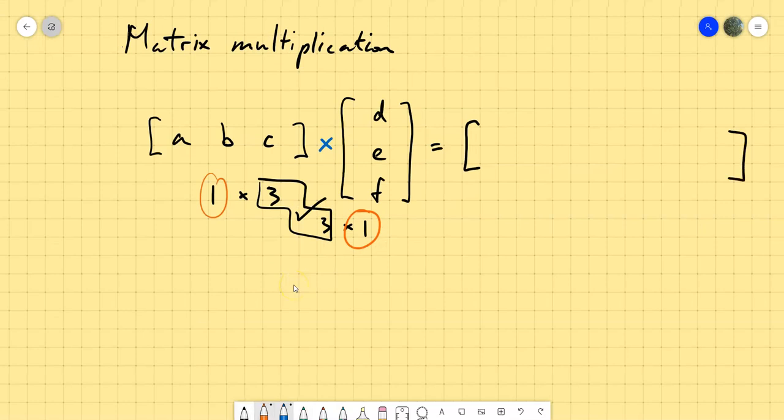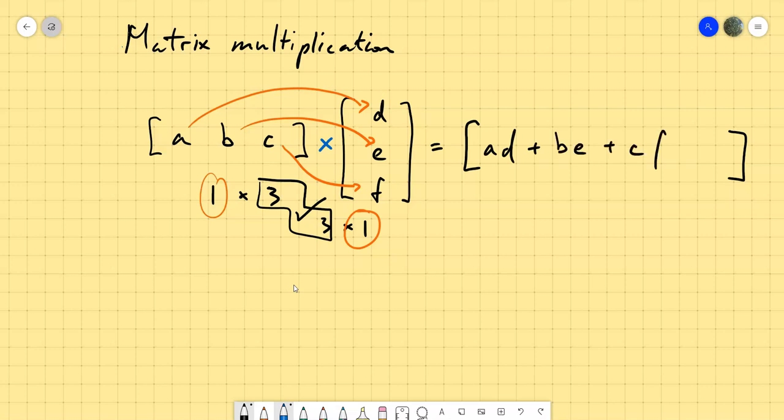So how this works, again, is we need to multiply the row with the column, right? So the corresponding row with the corresponding column. So we go from here first, A to D, B to E, C to F, and we add all of those together. So we have A times D plus B times E plus C times F. And when you collect those like terms, that is one answer. So that will actually be a 1 by 1 matrix.